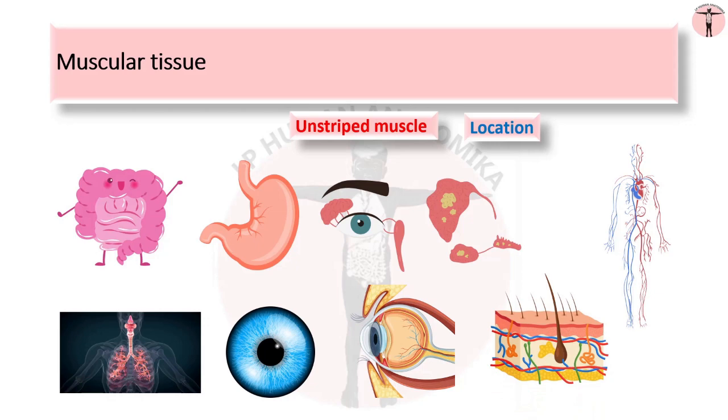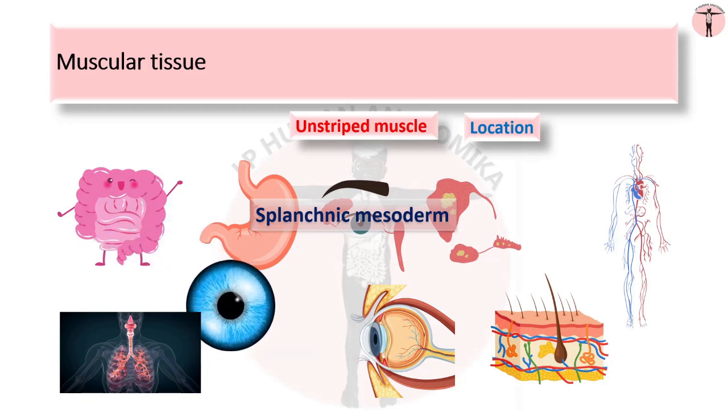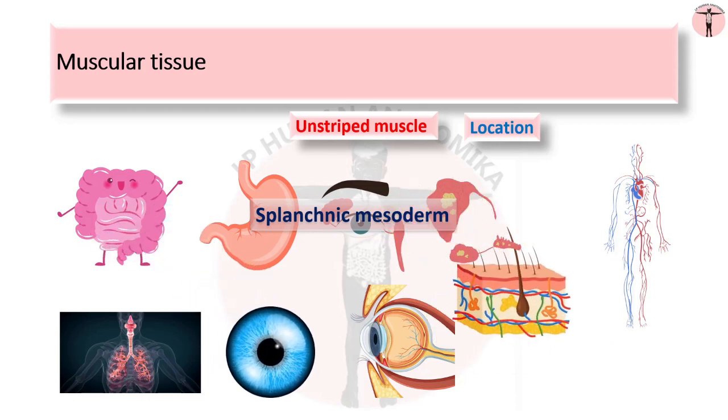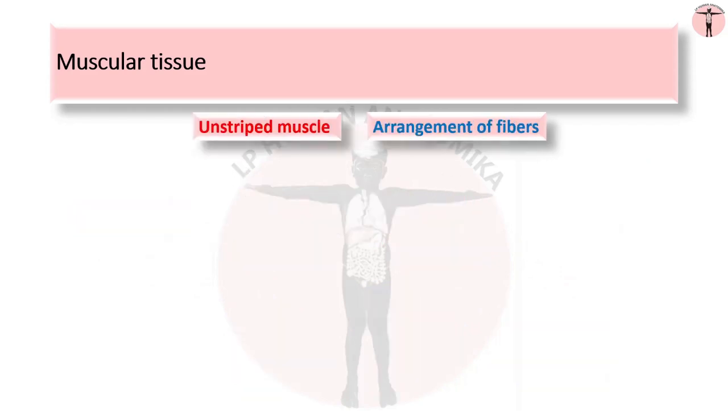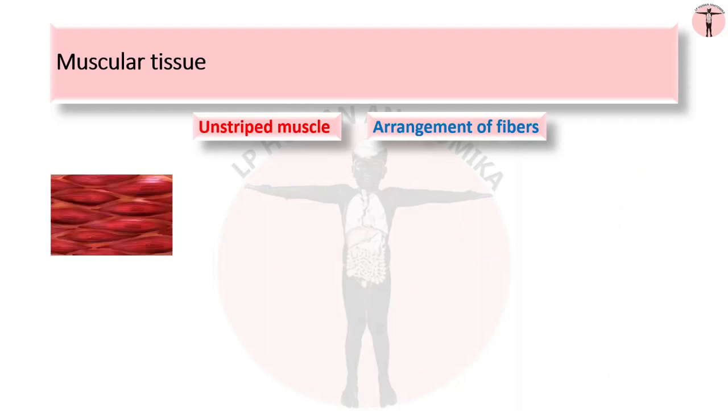Unstriped muscles are developed from splanchnic mesoderm except the muscles of the iris and the arrector pili of skin, which are ectodermal in origin. Now, coming to the arrangement of involuntary muscles, in hollow viscera, the smooth muscles are arranged in sheets or layers which are held together by areolar tissue. The disposition of the fibers is organized according to the functions of the viscera, and the following arrangements may be observed.